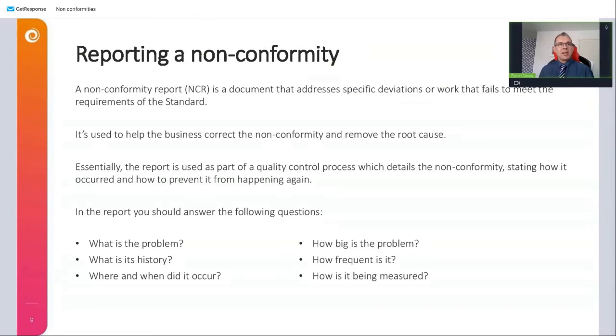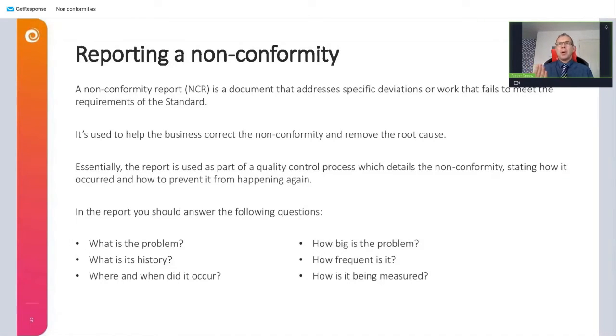So reporting a non-conformance, there are various ways that organisations do this. You might have your own existing way. You might also have a simple non-conformance log that summarises all the non-conformances that you've raised. You may also have a detailed investigation report, often called a non-conformance report.